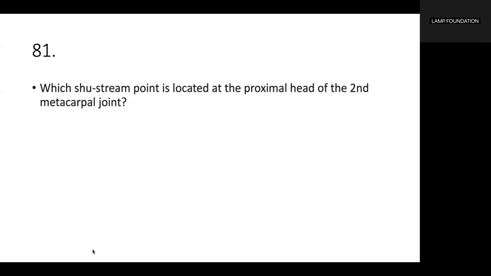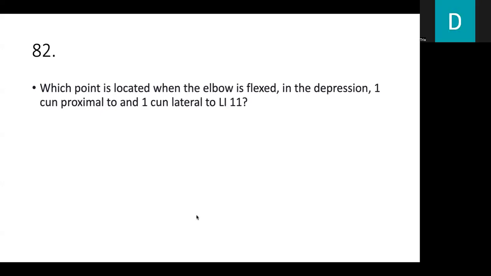Which stream point is located at the proximal head of the second metacarpal bone? Li3. What is its other category? The wood point. Yes. Li3. Which point is located when the elbow is flexed, in the depression one cun proximal to and one cun lateral to Li11? Li12.